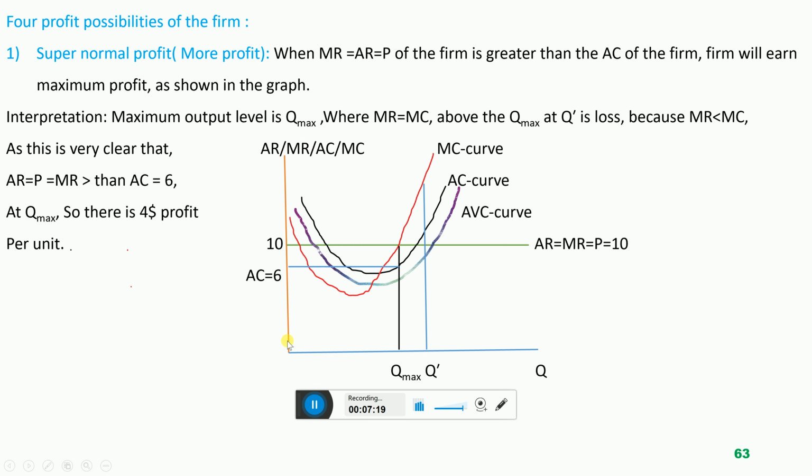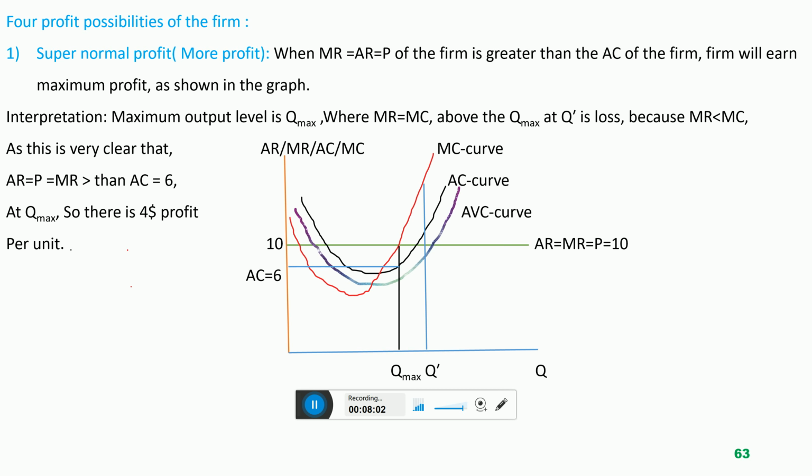So this is the graph. Along the vertical axis we have average revenue, marginal revenue, average cost and marginal cost curves. We will calculate the revenues and the costs along the orange vertical line, and we will estimate quantity produced and sold along the horizontal line. So this is the zero output level here. Now what is the maximum output level? The company should produce till this quantity maximum level. This is the quantity maximum, this point.